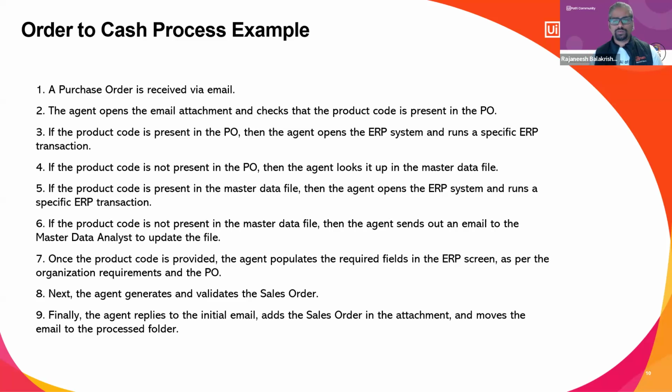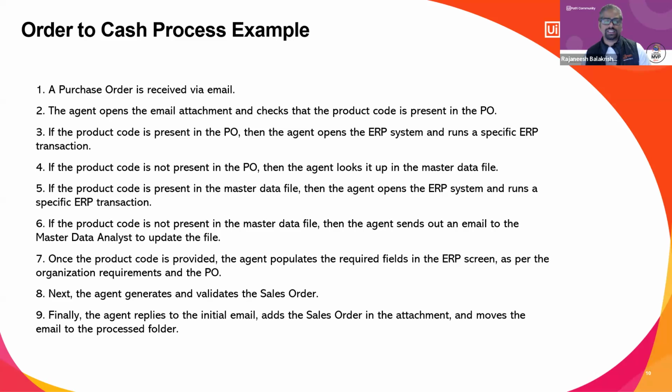If the product code is available, then he opens the ERP system and performs some process. If the product is not present, then he looks it up in the master data file. If it is in the master data file, then he opens the ERP system and performs another process. Whether it is present or not, both have certain processes to do. Once the product code is provided, he opens the ERP screen and populates the required fields with all the information he sees in the Excel file or the purchase order, and then he validates the sales order.